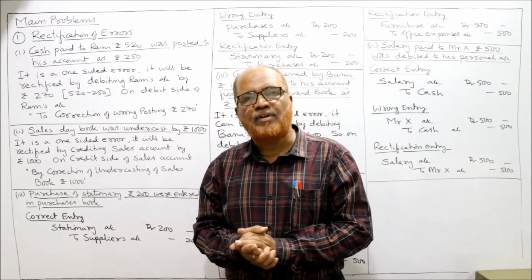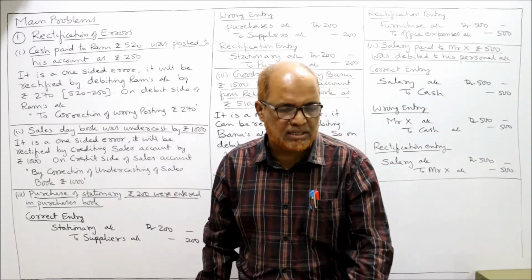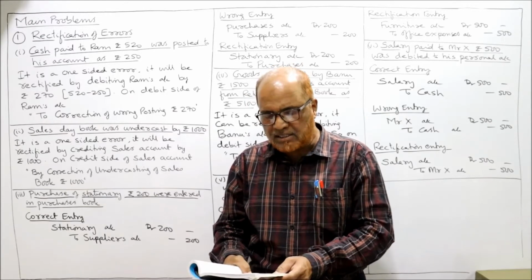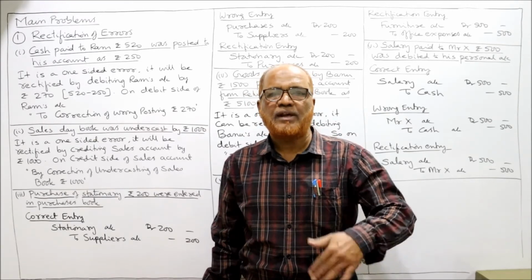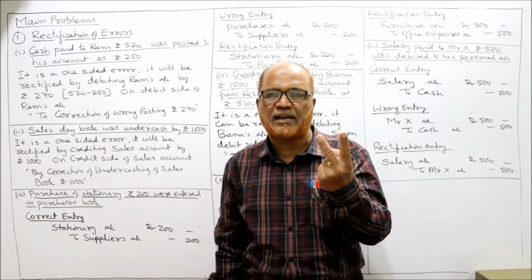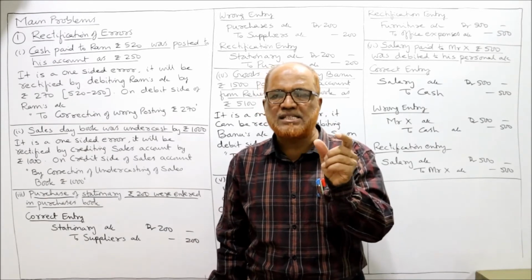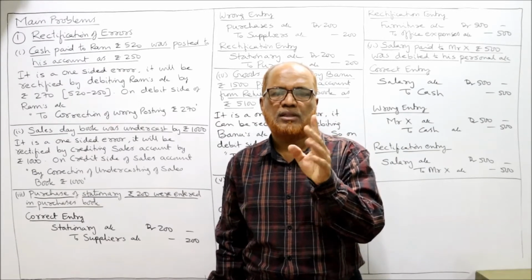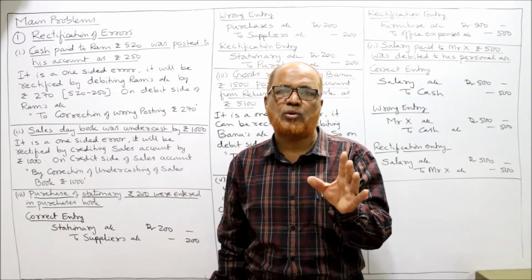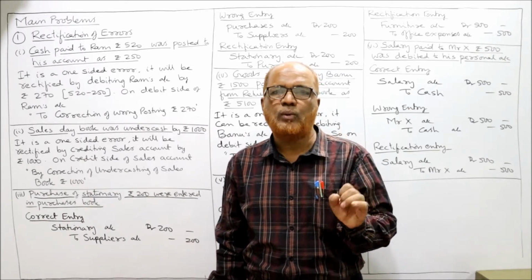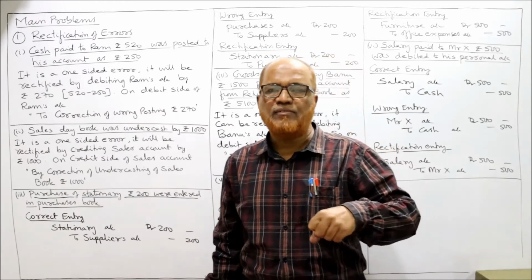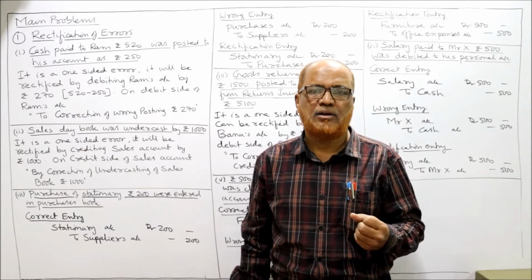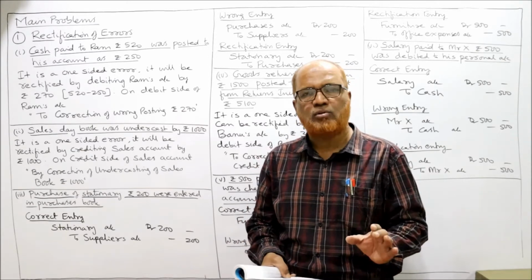Now I am starting the first main problem on rectification of errors. Now see the very first problem. Rectify the following errors. Briefly, I'll recap. There are two types of errors, one-sided error and two-sided error. If it is a one-sided error, that means the error affects only one account, then simply by giving an explanatory note, by giving some narration, we can rectify it. Whereas if it is a two-sided error, then we have to pass a rectifying entry to rectify that error. You have to keep that in mind.